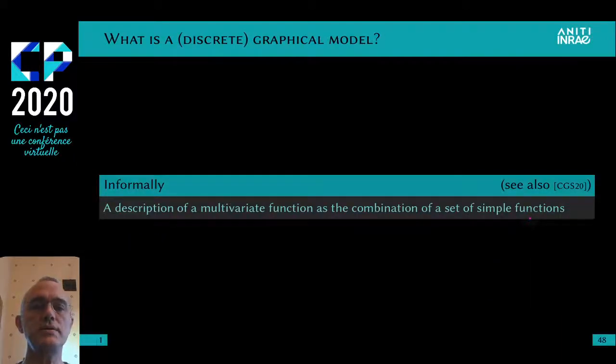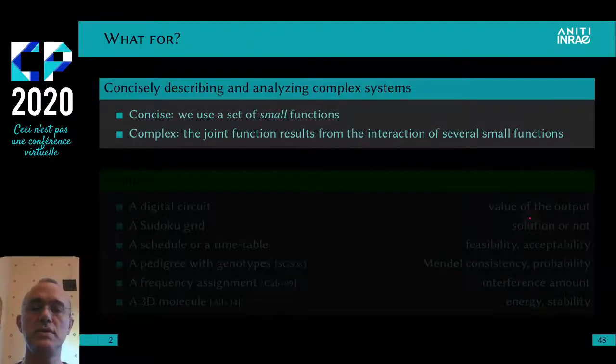So what is a graphical model? Informally, it's a description of a function of many variables as a combination of a set of simpler functions. And this is used in many areas to describe various types of function, and it has two interesting properties. It's concise because we use a set of small functions, and it allows nevertheless to describe a complex object because we describe a function of many variables whose value results from the interaction of several small functions.